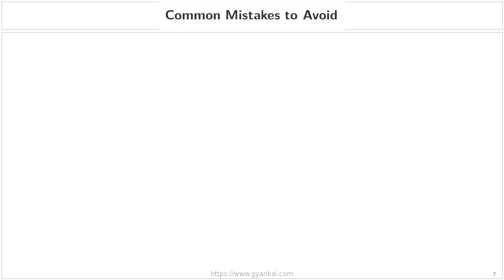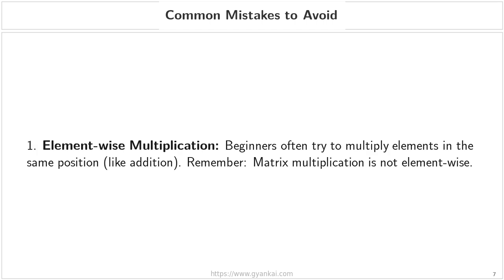Common mistakes to avoid. Now that we have covered the mechanics and seen some examples, let's wrap up by discussing some common mistakes to avoid so you can ensure your calculations are accurate. First, be careful not to perform element-wise multiplication. When we first started this lesson, we saw that matrix addition is simple because we just add corresponding elements. It is a common mistake for beginners to try and do the same with multiplication by multiplying elements in the same position. However, as we have learned, matrix multiplication is not element-wise. It is a more complex process.